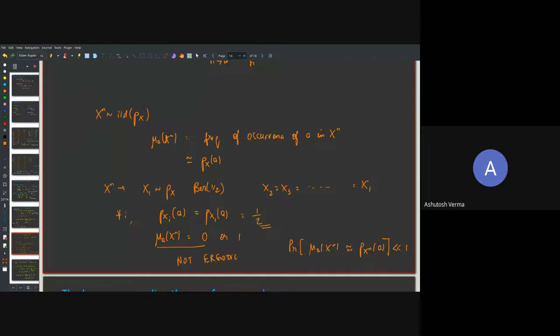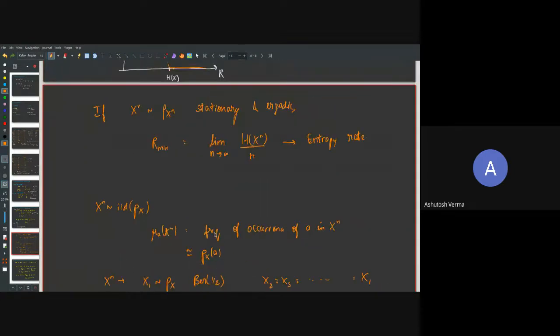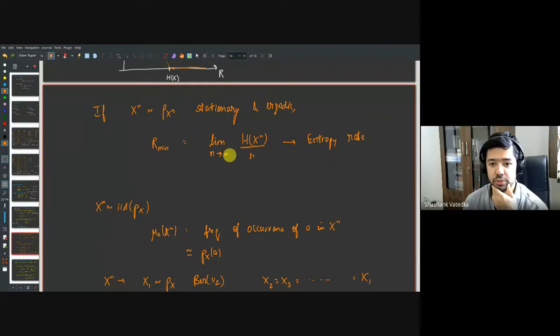So we were interpreting rate as the entropy, sir. But here, in the above statement, if you scroll up, you've written entropy by rate, like h of x divided by n. How do we interpret this particular thing, sir? Okay, so the true minimum rate of compression is this quantity. It is the limit as n tends to infinity of h of xn divided by n.